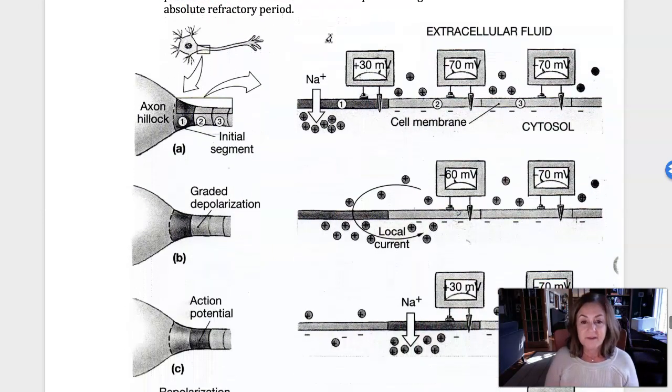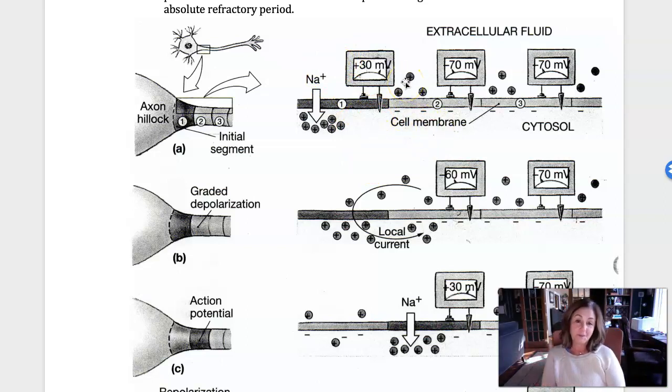And this is a picture of continuous conduction. It's basically the same thing. It's just that you don't have the quote unquote speed tunnel, if that made sense, that will take the depolarization, the sodium, to the next node of Ranvier.